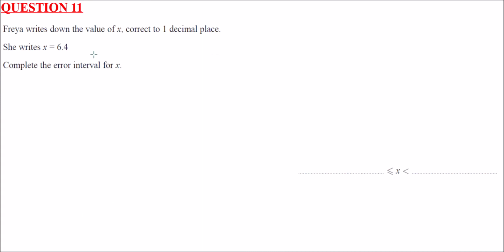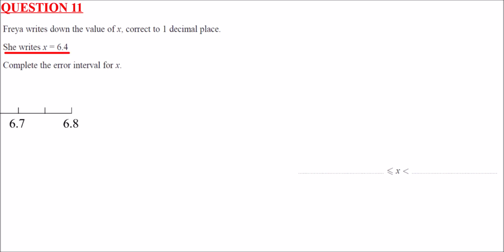Question 11. Freya writes down the value of x correct to 1 decimal place. She writes down x is 6.4. Just imagine for a second the very, very boring 1 decimal place times table. Not 1, 2, 3, 4, 5, 6, but 0.1, 0.2, 0.3, 0.4, and so on and so on, until we get to within the neighbourhood of 6.4.